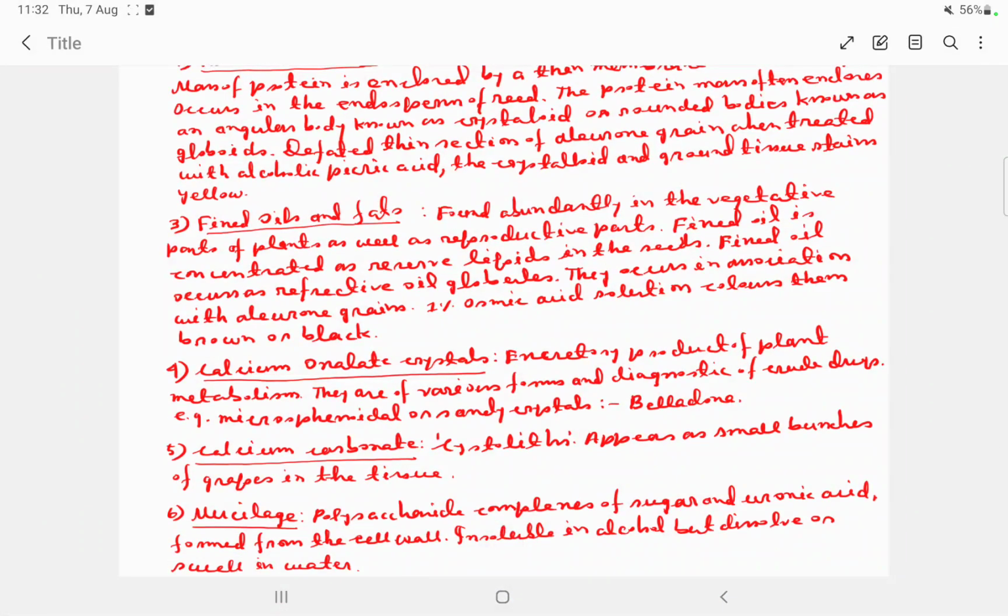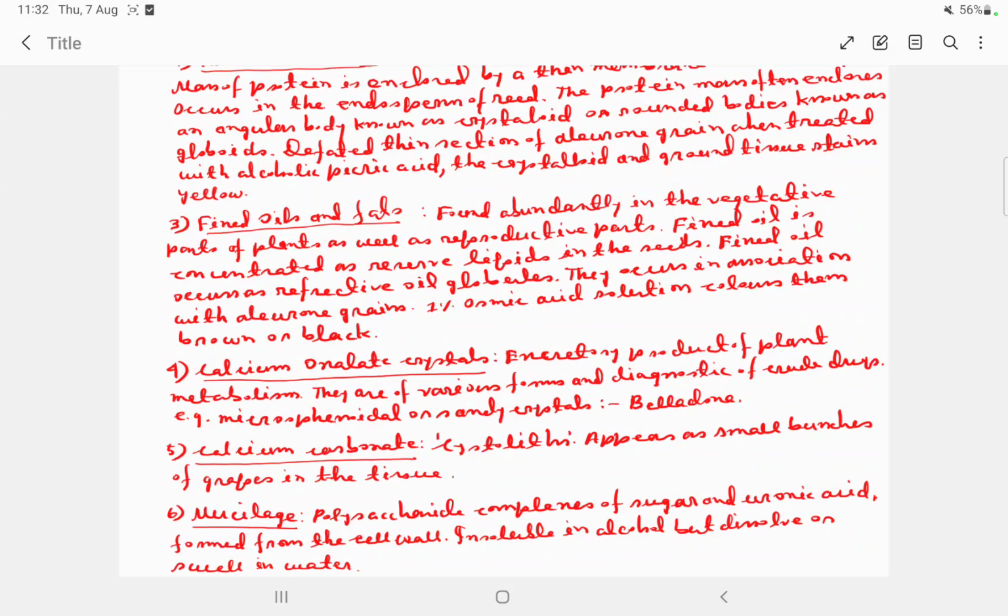Next is calcium oxalate crystals. These are excretory products of plant metabolism, and they are of various forms and diagnostic of crude drugs. Examples include microsphenoidal or sandy crystals in belladonna. They are tested by clearing with caustic alkali solution, because caustic alkali dissolves other crystals. Then we test them under the polarized microscope.